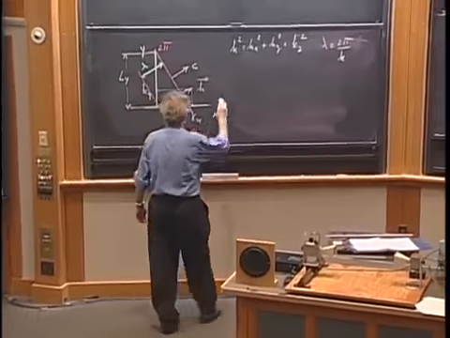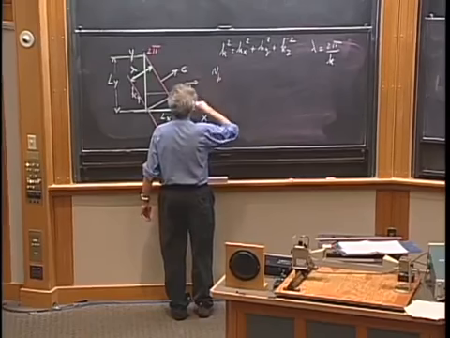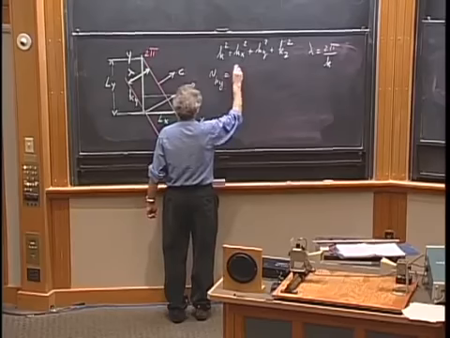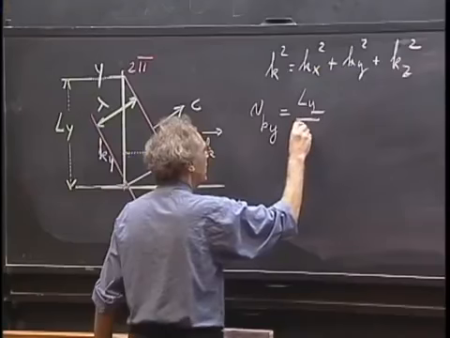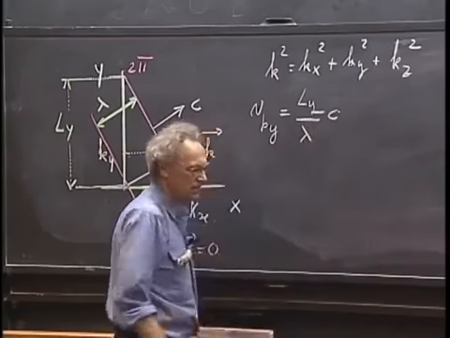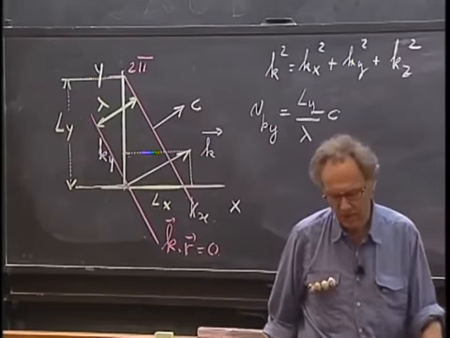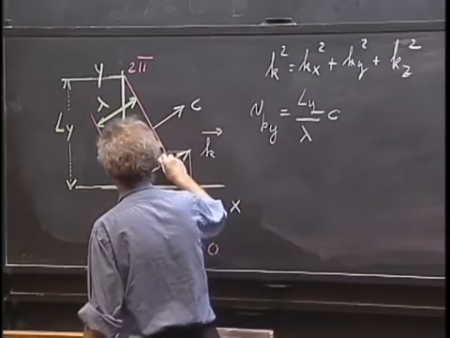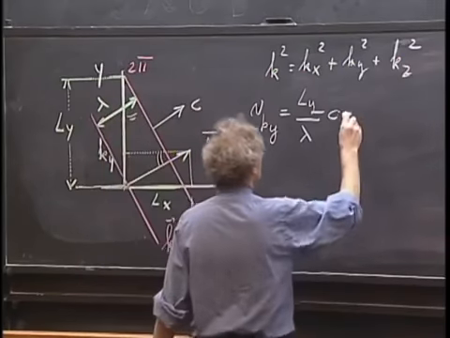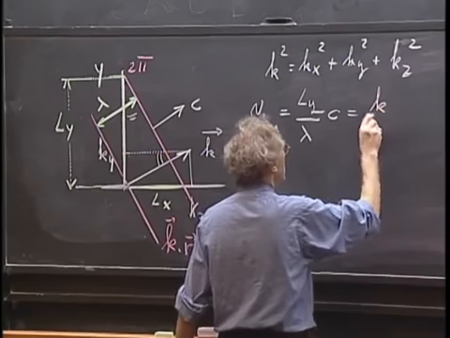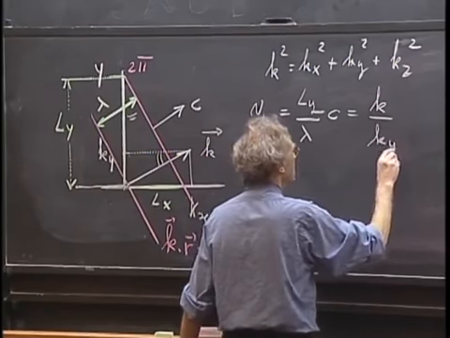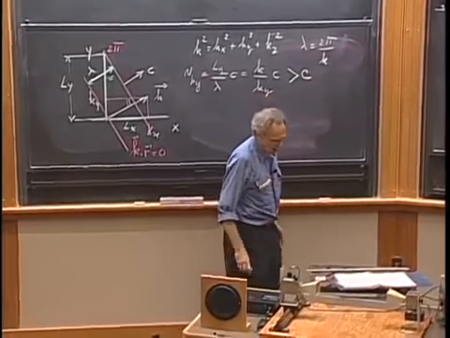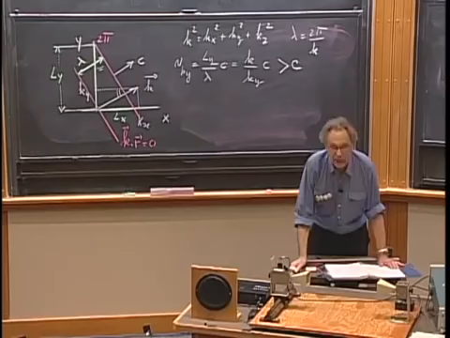And so that speed, which we call the phase velocity in the y direction, is very simple: it is Ly divided by lambda times c. And that is larger than c. It follows immediately from the geometry, because this angle here is the same as this angle there, that this is also k divided by ky times c. And that is not only larger than c, but it can be way larger than c.